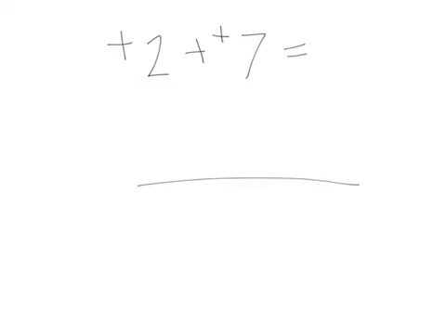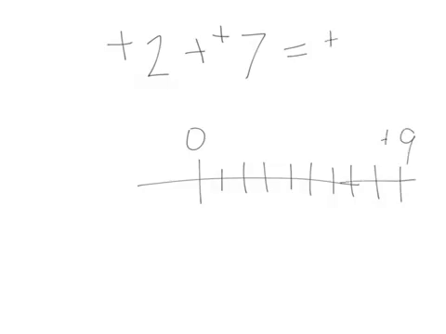We can work that out on a number line. Here's 0, 1, 2. Positives to the right, plus positive 7. So we're going to add another 7. So 1, 2, 3, 4, 5, 6, 7. So it's actually at positive 9. And that's integer subtraction.